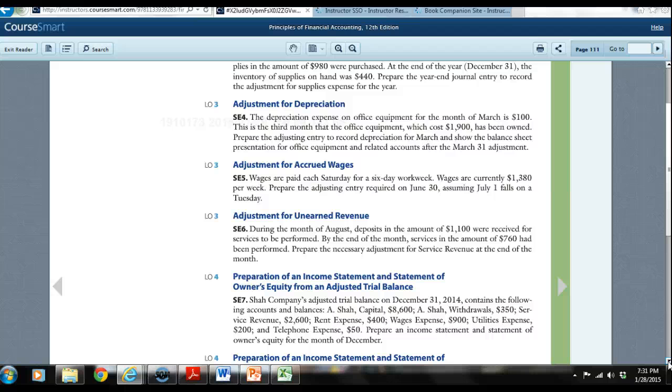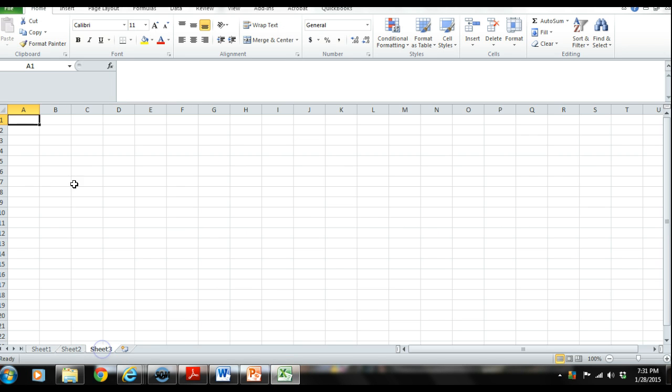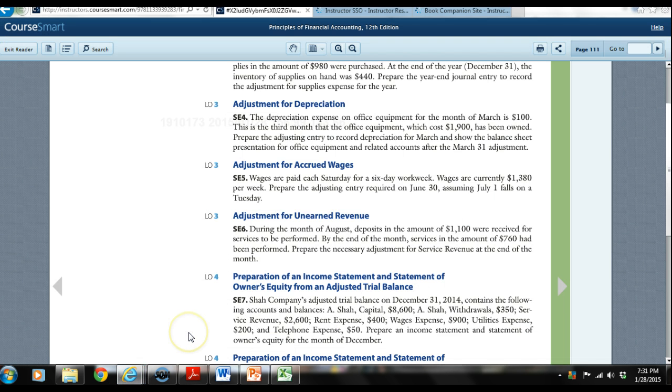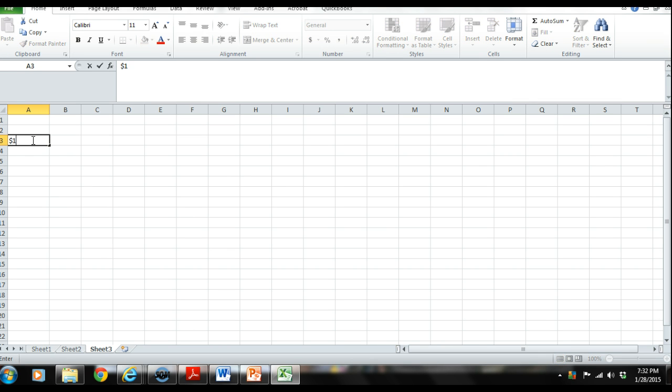Because they get paid every week. Saturday they got paid. So what's open here? What was incurred in June that we haven't paid for yet? 1 day, right? So the 1 day that hasn't shown up yet is the wages expense for 1 day. The normal amount for a 6-day work week shows $1,380. So if we took $1,380 over a 6-day work week, it would be $230. $230 is what we need to adjust for 1 day.